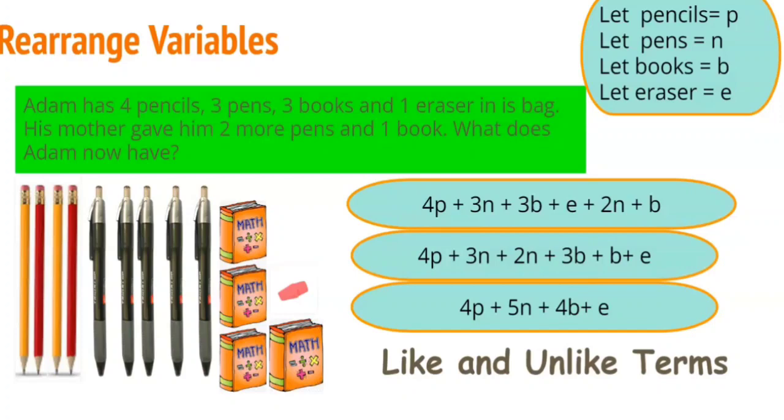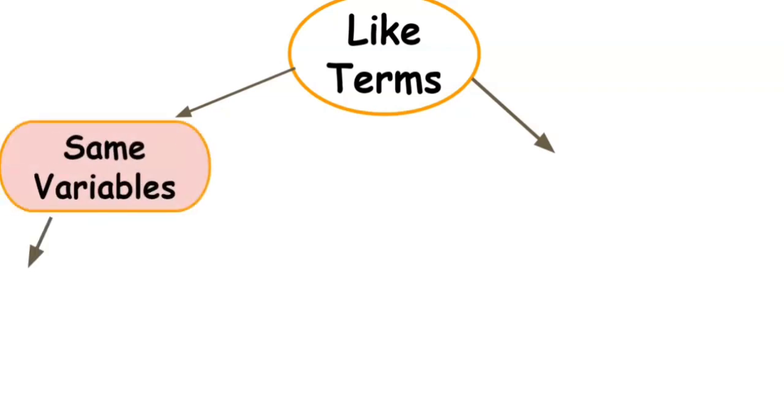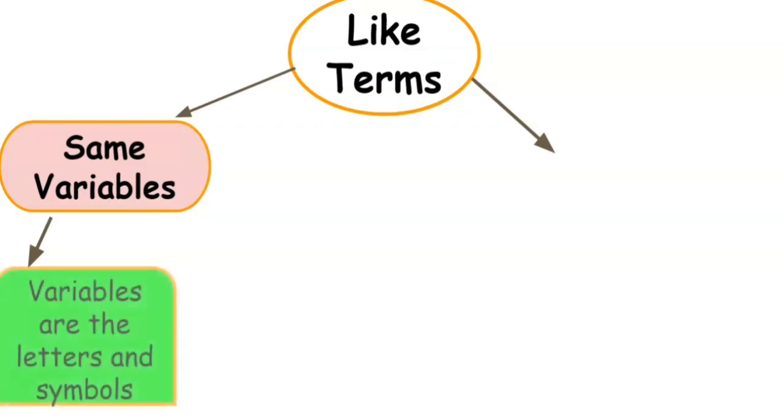So let's look further at what like and unlike terms are so we can get a better understanding of what we can simplify and what we cannot simplify in algebra. So what are like terms? Like terms have the same variables, or the same combination of variables. Recall that our variables are the letters and symbols that we use to represent our unknowns.